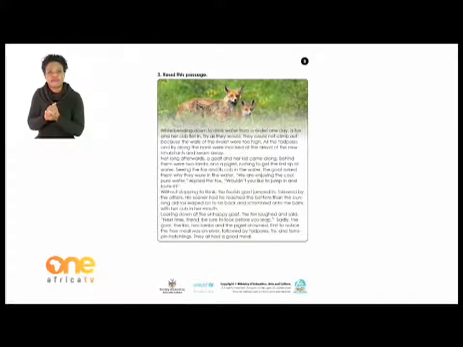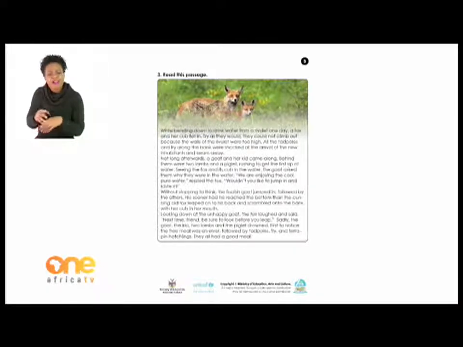All the tadpoles and fry along the bank were shocked at the arrival of the new inhabitants and swam away. Not long afterwards, a goat and her kid came along. Behind them were two lambs and a piglet, rushing to get the first sip of water. Seeing the fox and its cub in the water, the goat asked them why they were in the water.